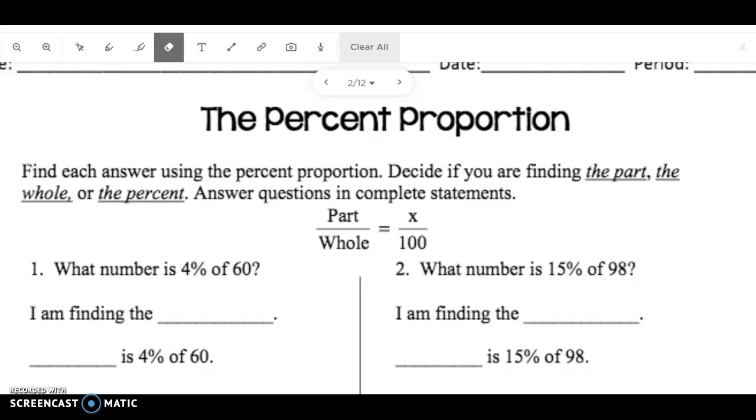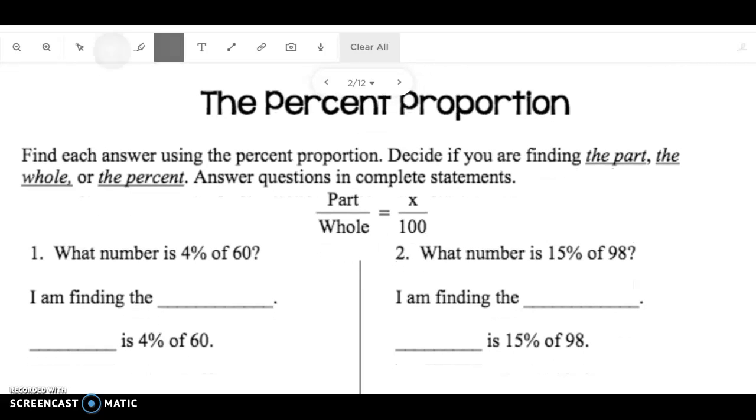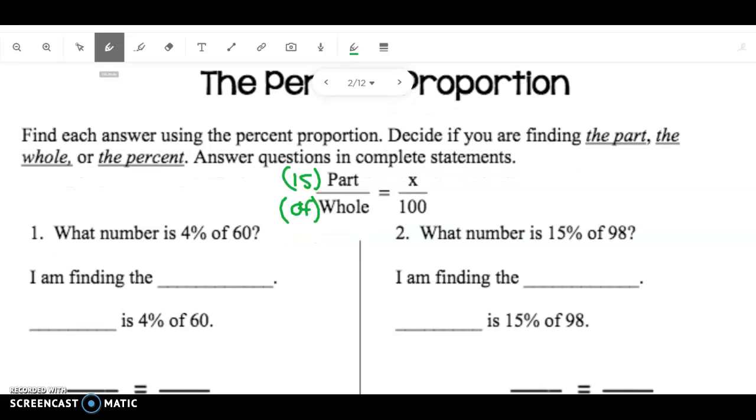Okay, so we're going to continue working on percent proportion. You should have your notes from earlier. Remember, we're looking for keywords. So when we see the word "is," that's going to go with part. When we see the word "of," that's going to go with whole. Okay, so on these, you're going to decide what you are finding, the part, the whole, or the percent, and then you're going to work out the problems.